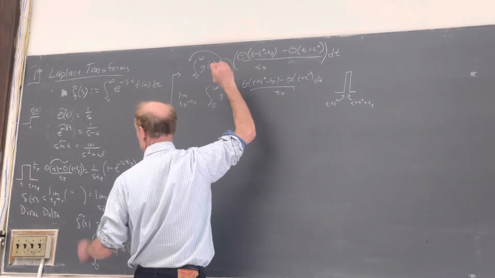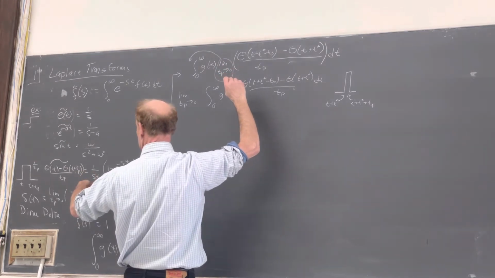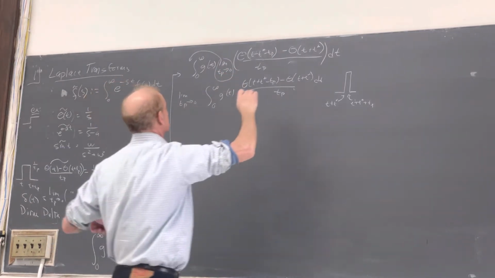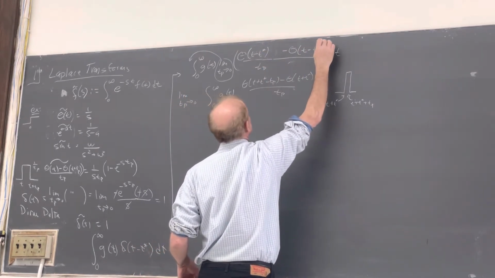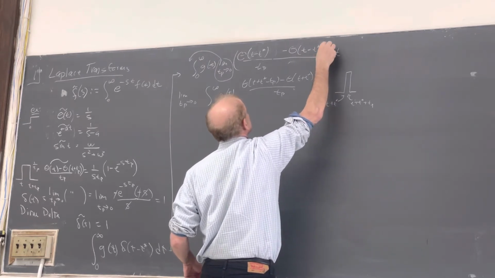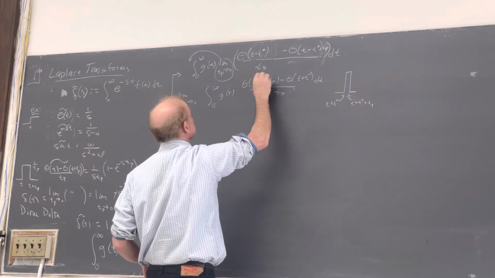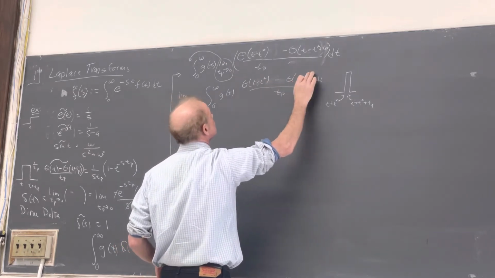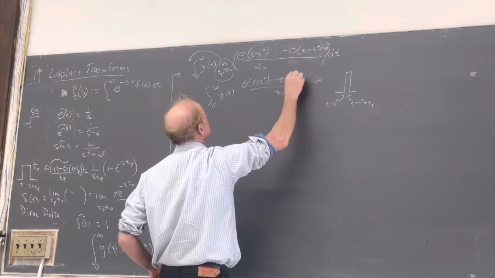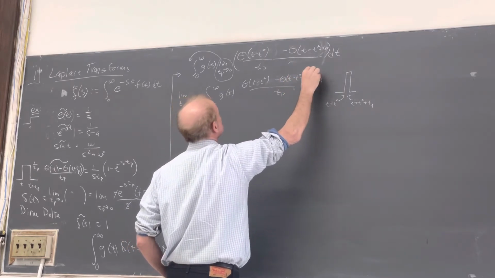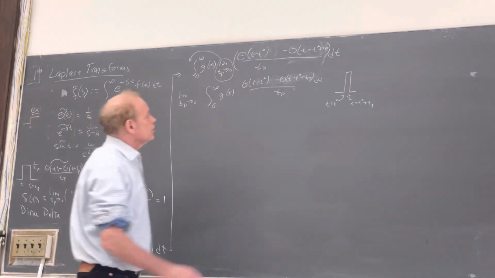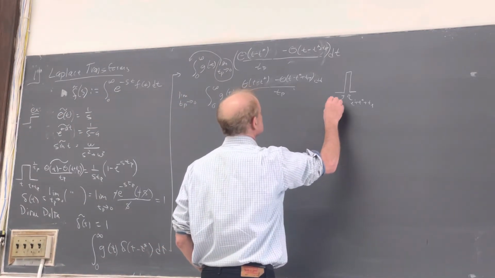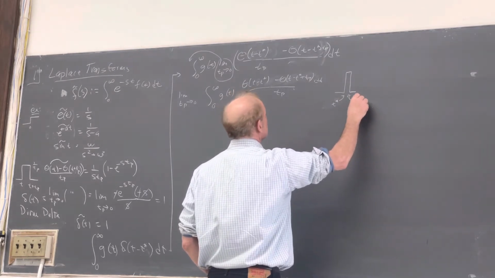T minus t star. I should follow this if I'm going to do t minus t star. Thanks, it was my mistake. T minus t star. Okay, so this is t star, and this is t star plus Tp.